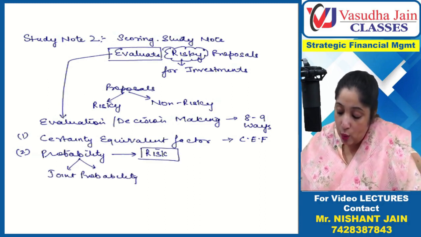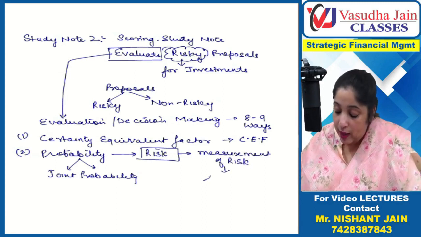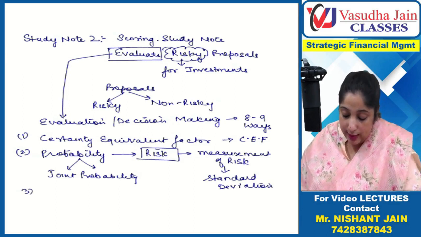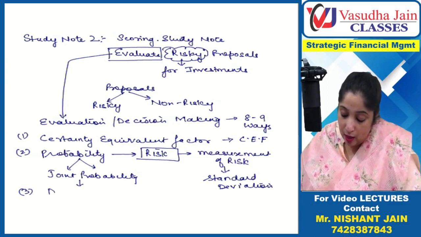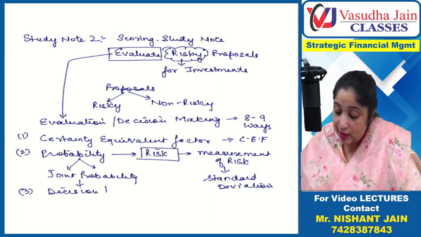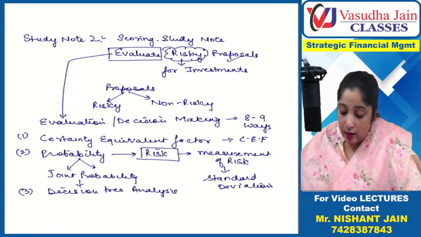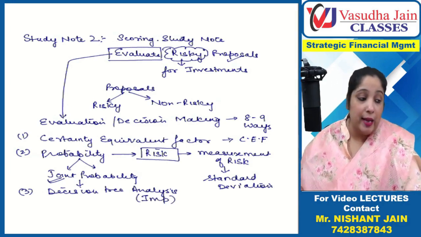Then we have to learn how to measure risk, measurement of risk. That we have also done in the portfolio chapter. We have studied standard deviation, we have to do it again. So standard deviation, measurement of risk, probability, joint probability concept. Then while studying joint probability, we are going to do decision tree analysis. Decision tree analysis is one of the ways to evaluate risky proposals, using the concept of joint probability. So this is an important concept.